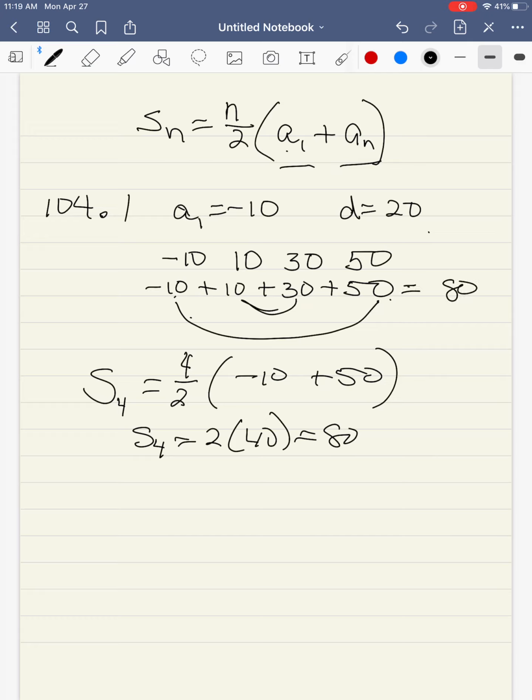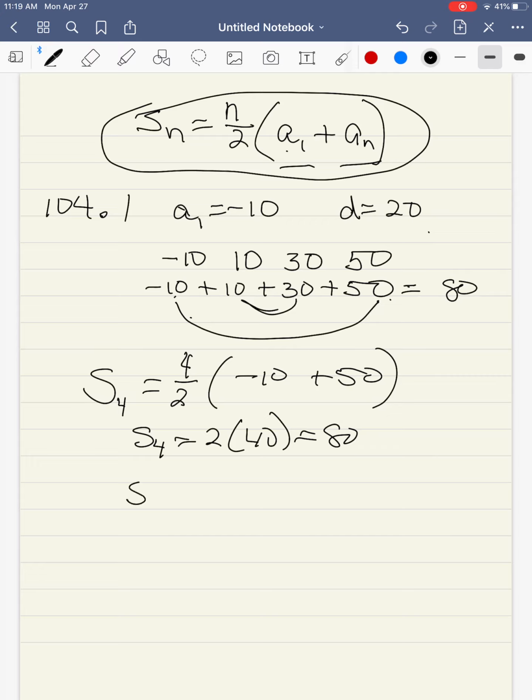Now, we don't want to have to add them all. That's why we came up with the formula. So the formula is this right here that I have at the top of the page. Okay, that's the sum of the first n terms in an arithmetic series. Now it says we're supposed to use that formula to find the sum of the first 11 terms.